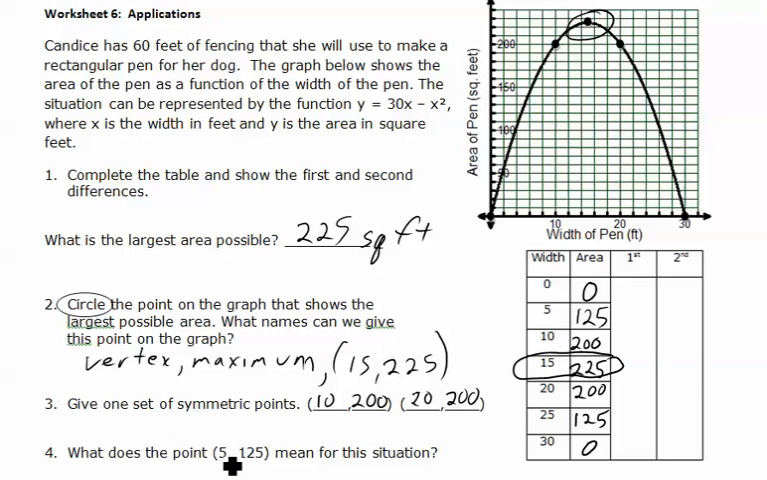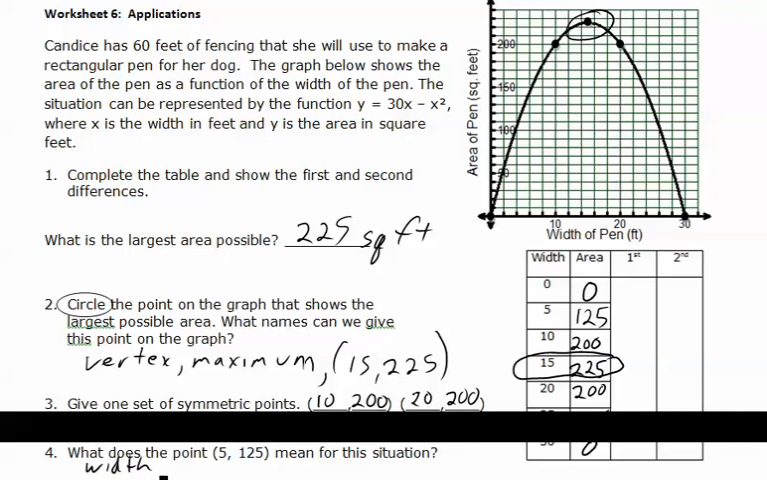So what does the point 5, 125 mean for this situation? So x is the width. So that means it has a width of 5. And if it has a width of 5, it has an area of 125. So we have a width of 5 and an area of 125.